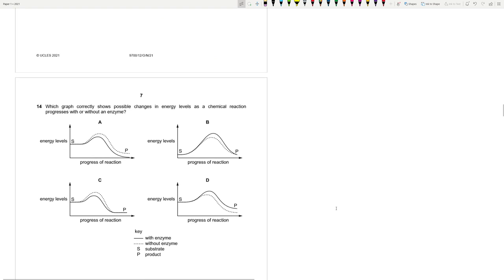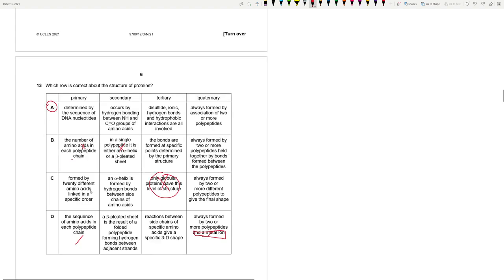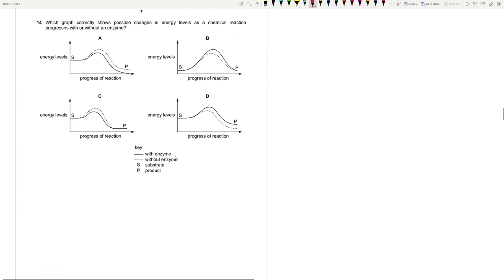13A. 14. Which graph shows possible changes in energy levels as a chemical reaction progresses with or without an enzyme? This is from chemistry. The enzyme basically reduces activation energy. So the dotted line should be below. These are wrong. Sorry, with enzyme, that's the bold line, right? With enzyme the activation energy is lower, so the bold line should be below the dotted line.